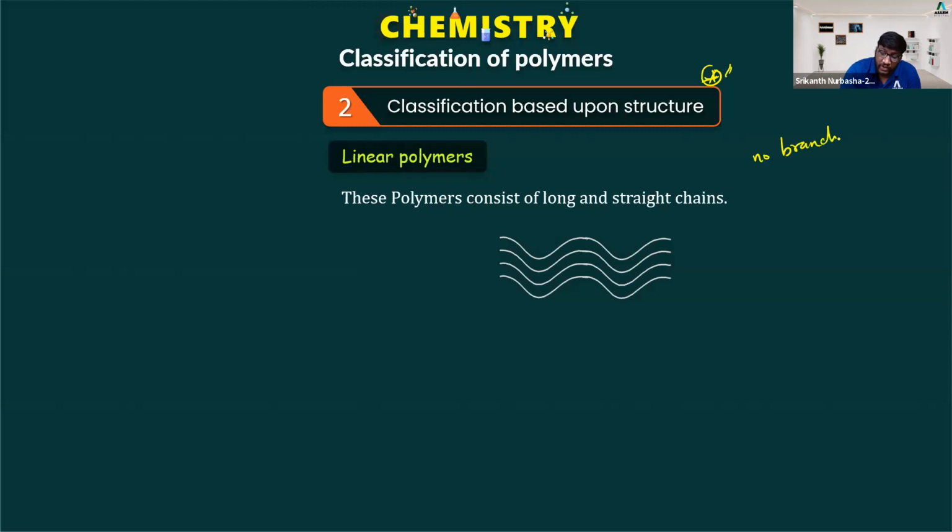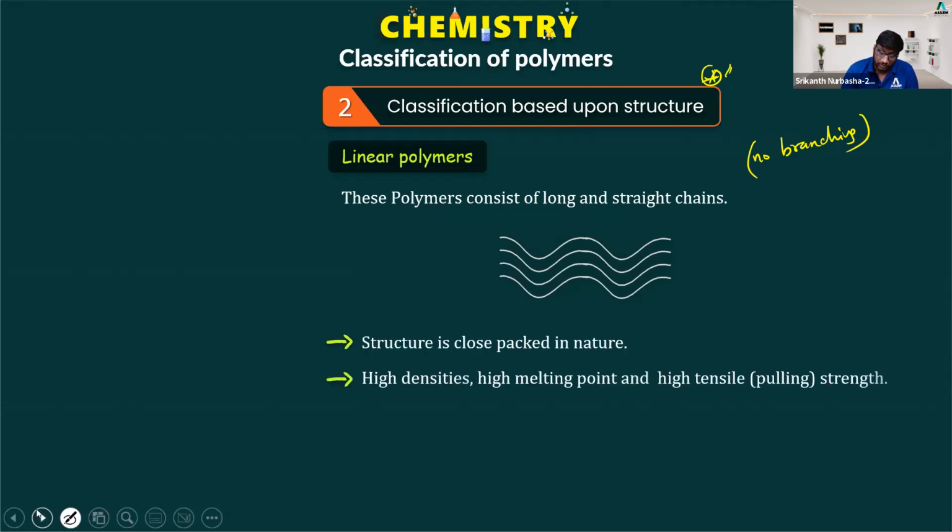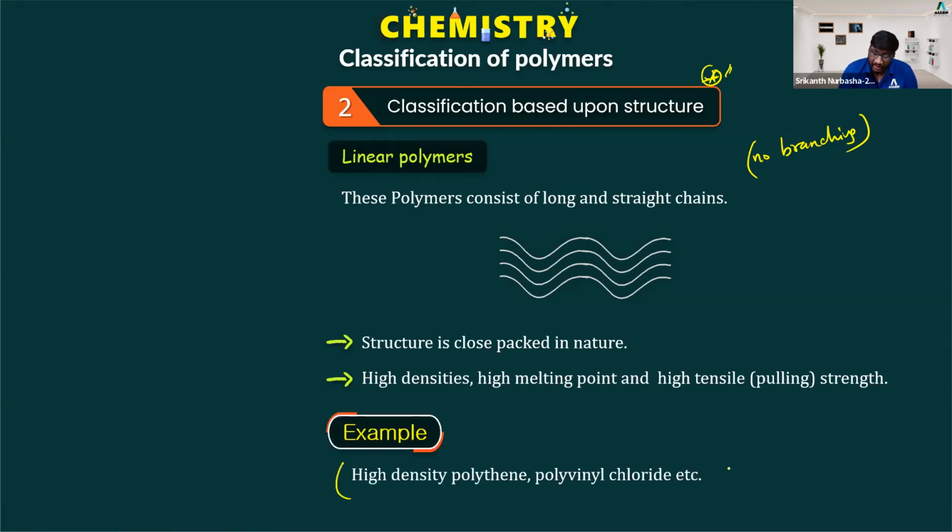No branching means they are very closely packed. Because of close packing, their density will be high, melting points will be high. Tensile strength, all those are going to be high. Structure is close packed, high density, melting point, tensile strength. Example, you can take HDP, high density polythene, polyvinyl chloride. These are some examples of respective linear polymers.